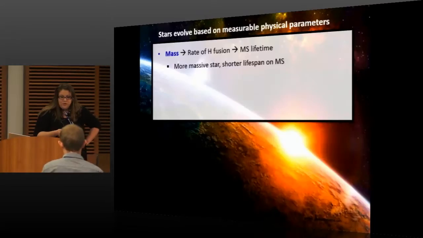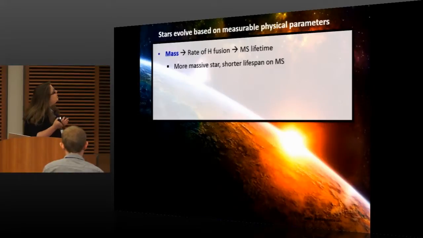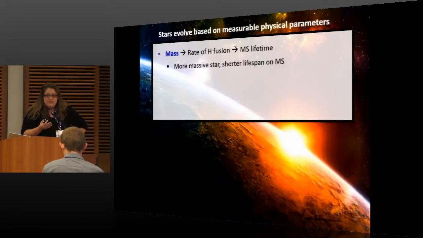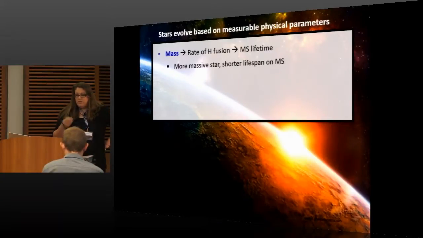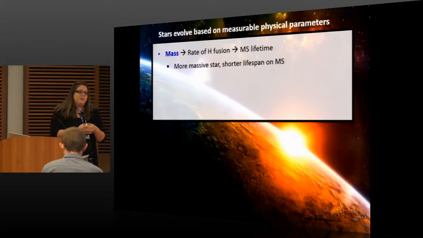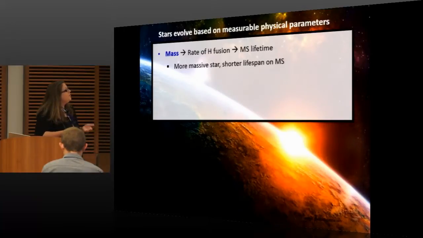So the two physical parameters that we can measure about stars are their mass, and that affects its rate of hydrogen fusion, and thus the main sequence lifetime. And so the more massive a star, the shorter lifespan it's going to have on the main sequence. And the main sequence for non-astronomers is basically just when a star is burning hydrogen in its core. So it's about 90% of a star's lifetime. It's really stable and long.